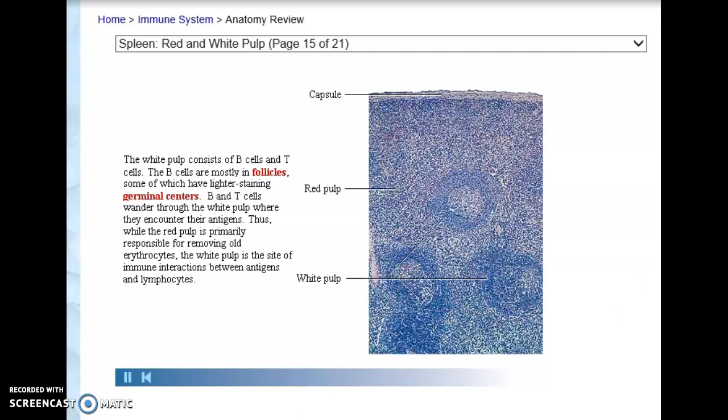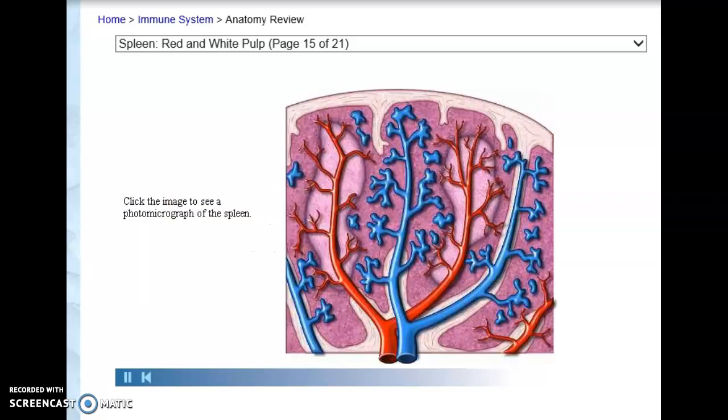The white pulp consists of B cells and T cells. The B cells are mostly in follicles, some of which have lighter staining germinal centers. B and T cells wander through the white pulp where they encounter their antigens. Thus, while the red pulp is primarily responsible for removing old erythrocytes, the white pulp is the site of immune interactions between antigens and lymphocytes.